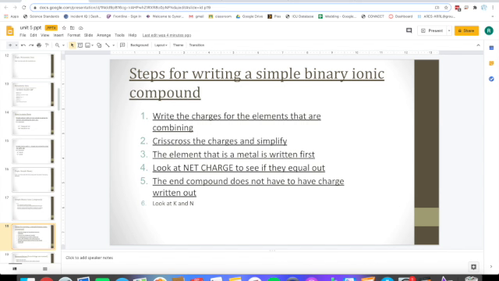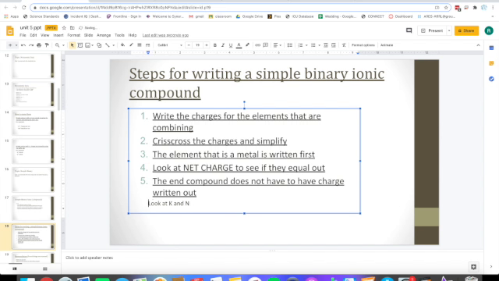So for this, you need to write the steps for writing a simple binary ionic compound. The steps are: Step 1, write the charges for the elements that you are combining. Step 2, crisscross the charges and simplify. Step 3, the element that is a metal is written first. Step 4, look at the net charge to see if they equal out. And step 5, the end compound does not have to have the charge written out. Okay, so if you need to, go ahead and pause right here so you can finish writing out the steps, and then I'll go over this example with you.